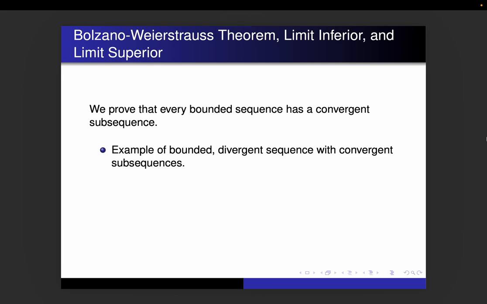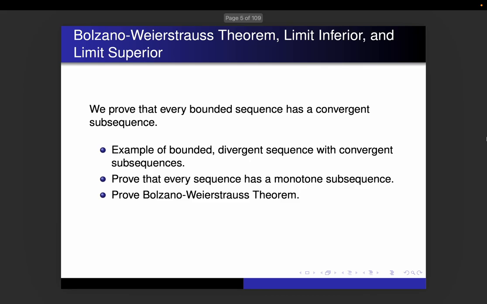But before we do that, we're going to look at an example of a bounded divergent sequence that has convergent subsequences. We're going to prove that every sequence, bounded or not, has a monotone subsequence. We're then going to prove the Bolzano-Weierstrass theorem. And we're going to introduce the definitions of limit superior and limit inferior. And these are actually concepts that we ran into when we were proving that Cauchy sequences converge.